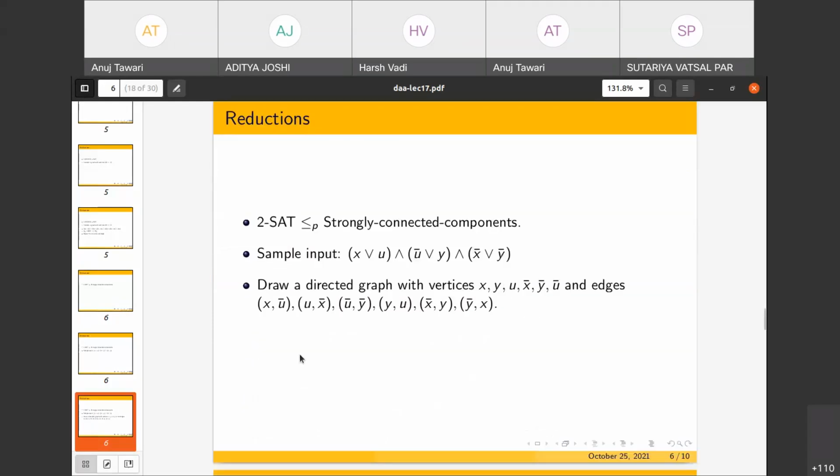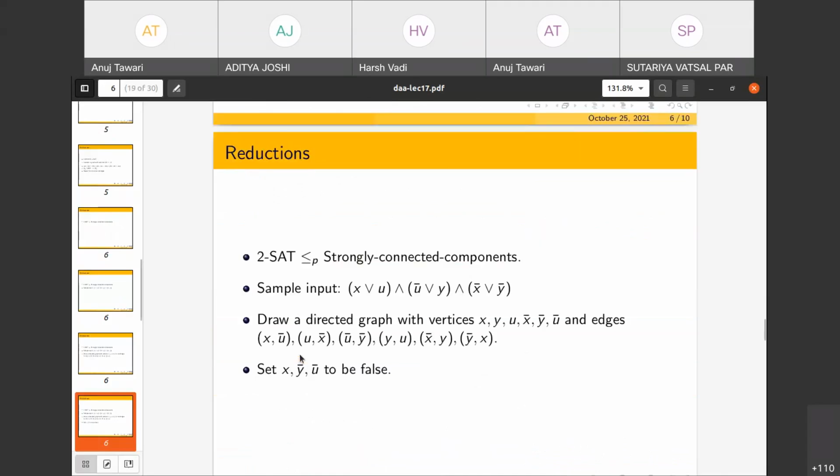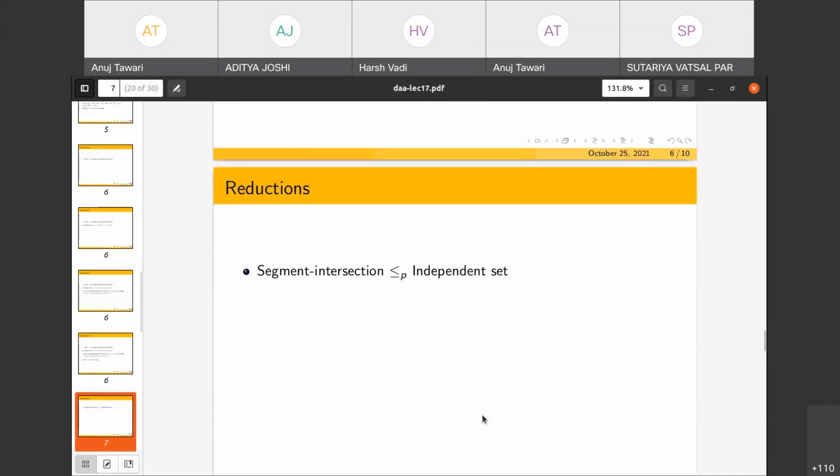Okay. So let's look at a few more reductions. So here we set x, y bar, and u bar to be false because there was a path from x to u bar to y bar, and y bar to x. If there was a path from y bar to x bar, then this thing would have been false because then there is no strongly connected component. Okay. So let's look at some more reductions.